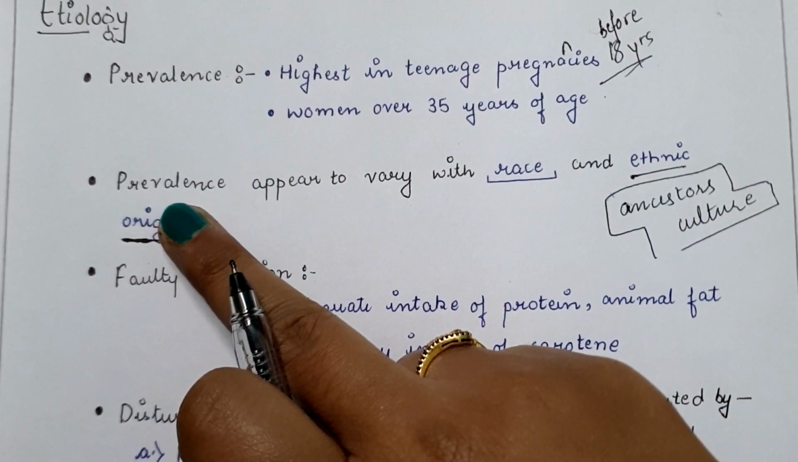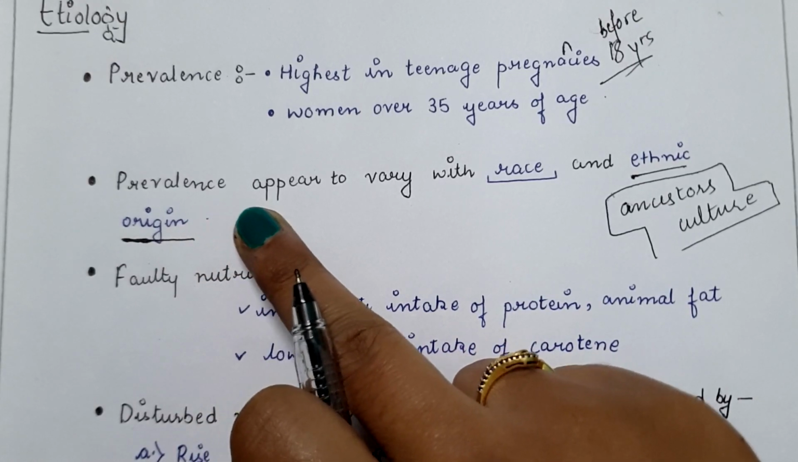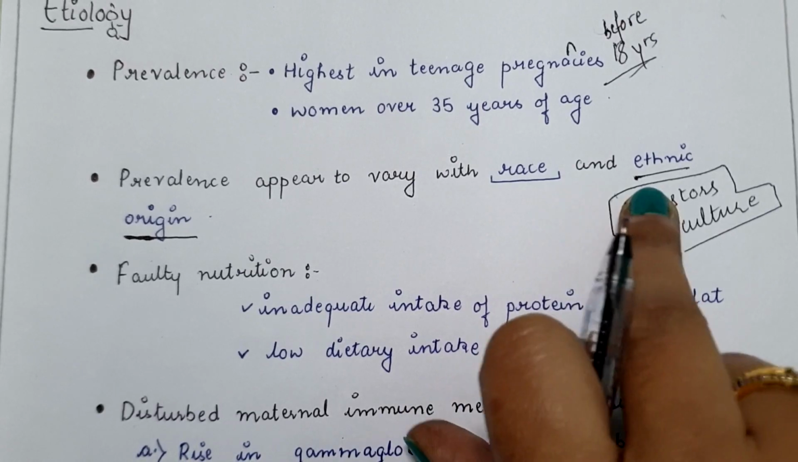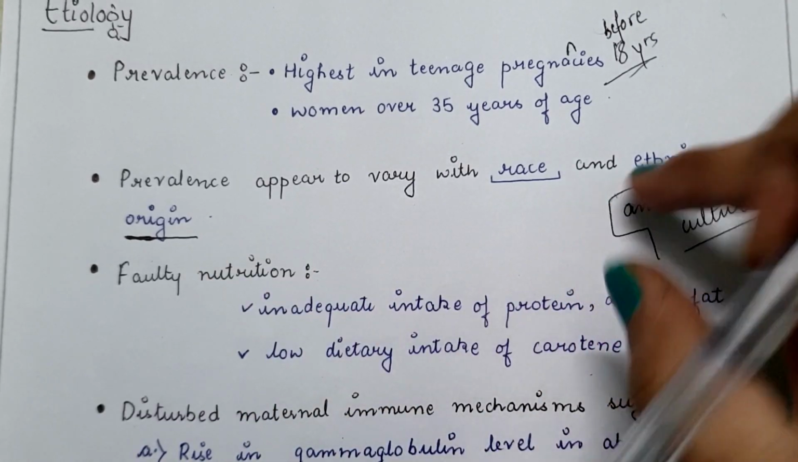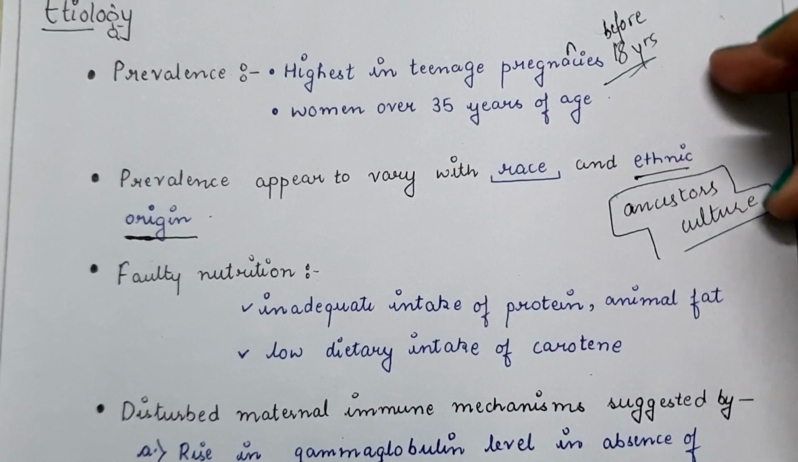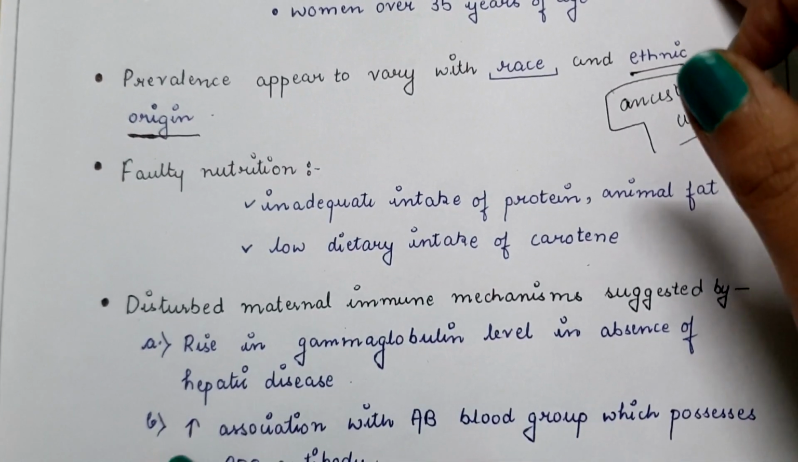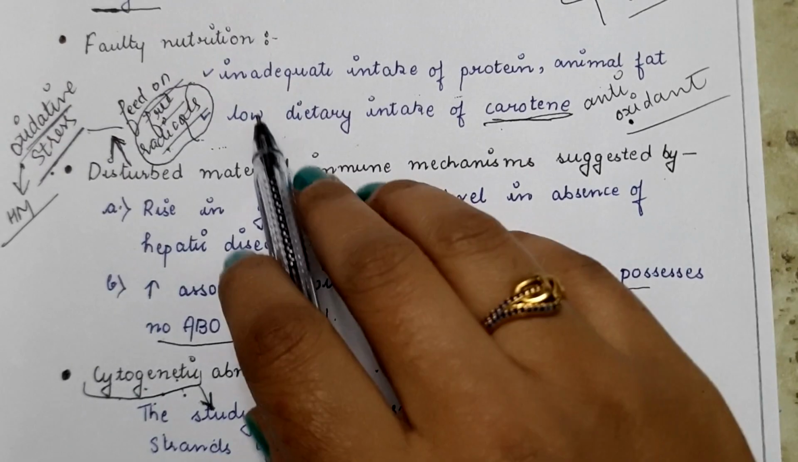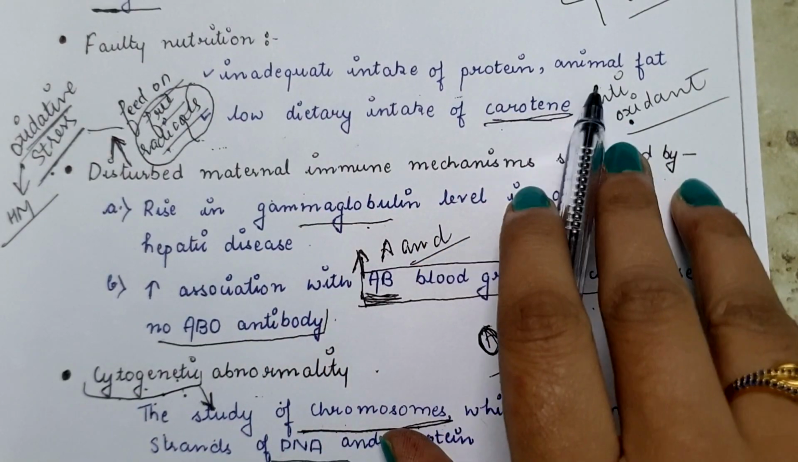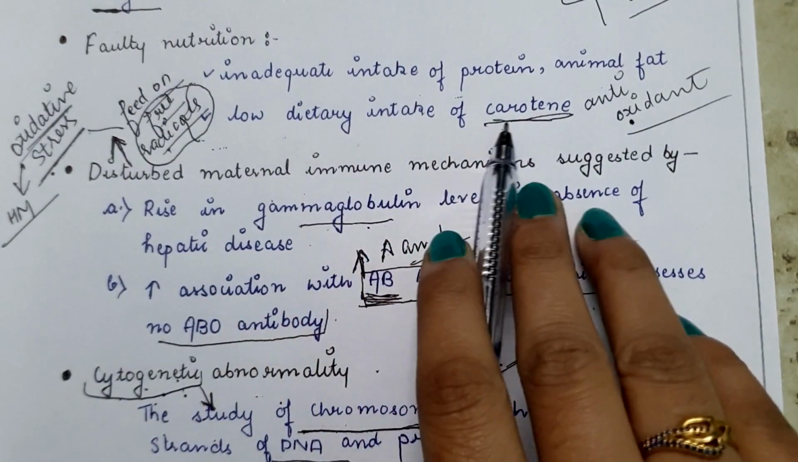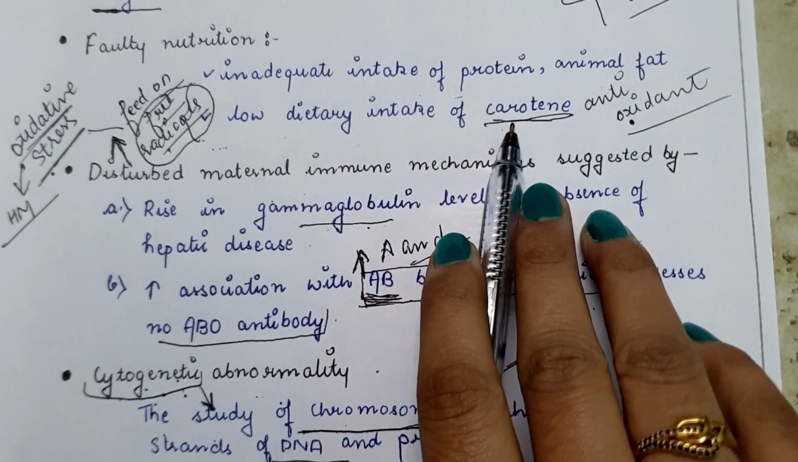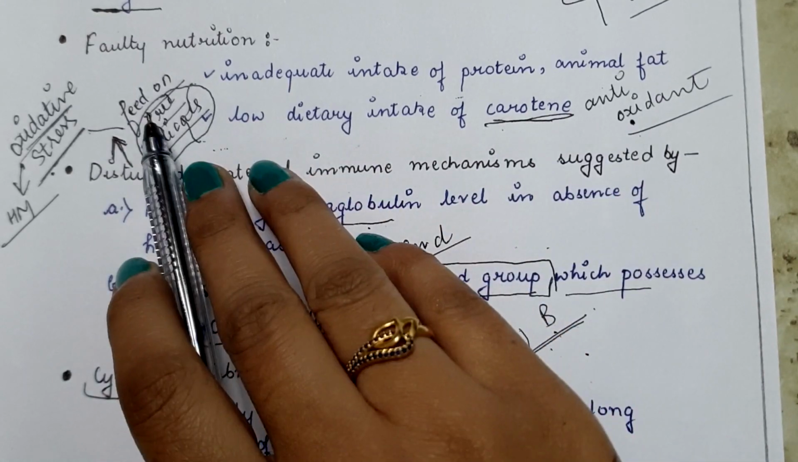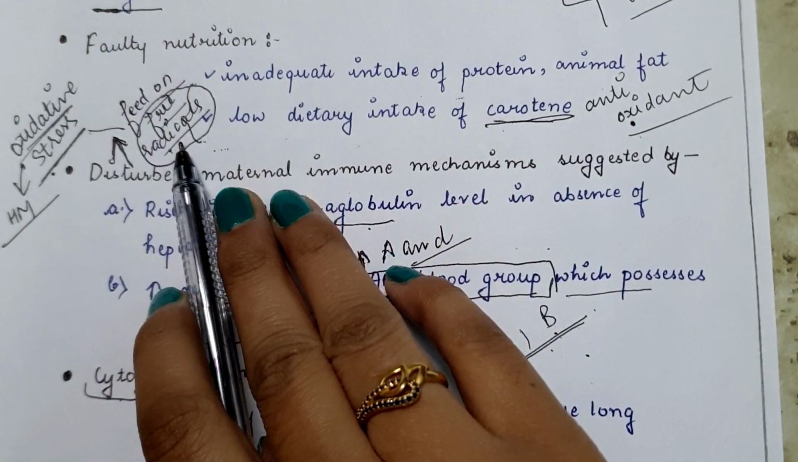And the chances of having hydatidiform mole appear to vary with certain race groups and ethnic origin. What is ethnic origin? That is ancestral origin. Next is faulty nutrition. Under this, inadequate intake of protein, animal fat, and low dietary intake of carotene might cause the hydatidiform mole, as carotene is an antioxidant which feeds on the free radicals.